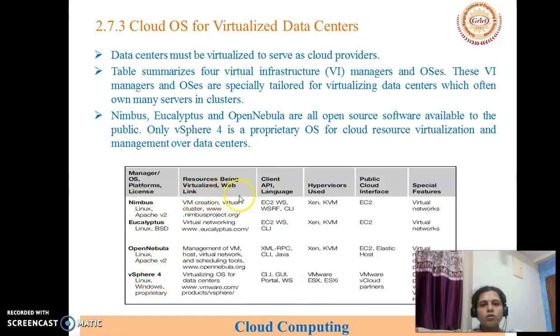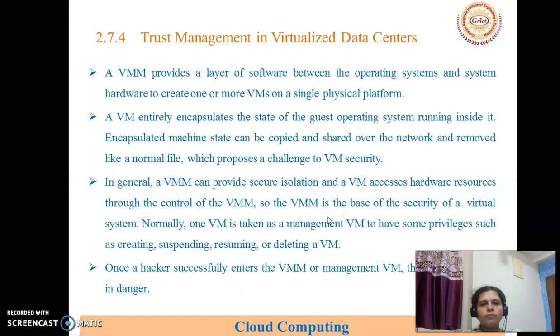Here we have the free open source software Nimbus, Eucalyptus, OpenNebula, and vSphere. What are the resources being virtualized? A web link is provided here, along with the client API language and hypervisors used. What are the hypervisors used in this software? And the public cloud interface: which type of public cloud is available in this software, and the special features of this software will be available in this table.